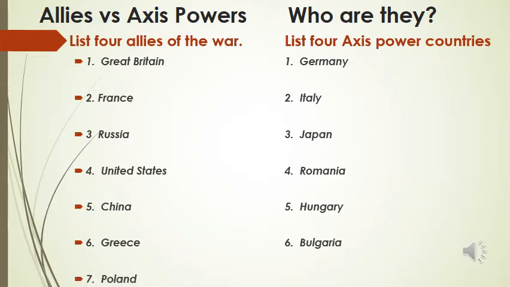As you look at each of these, try to pick out 4 from each side that you know you can remember, and make sure you remember that they are an ally or an Axis.